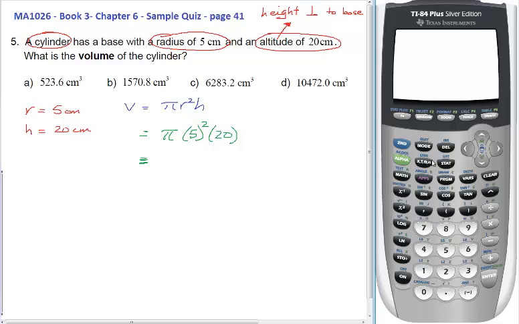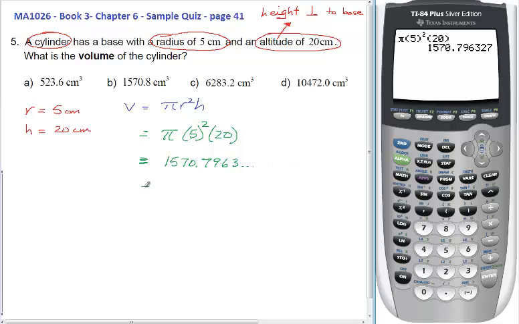Let's go over to Mr. Calculator over here, and we have pi, which is right there above the exponent button, and I hit second pi, open bracket 5, close bracket squared, open bracket 20, close bracket. So there's your volume, and that's 1570.7963... Now, are we asked for a number of decimal places?